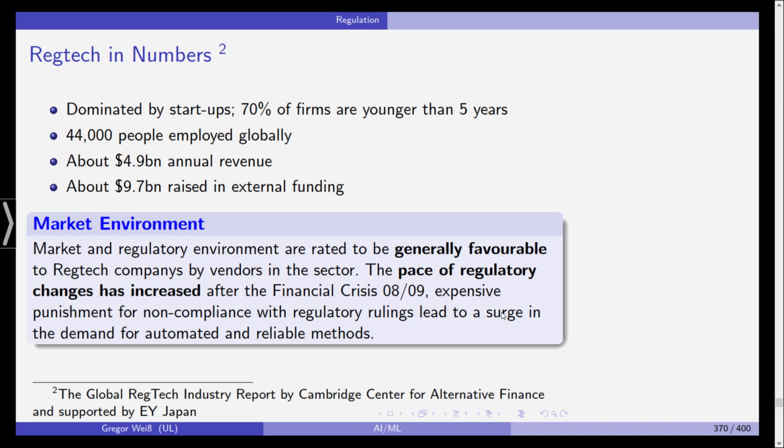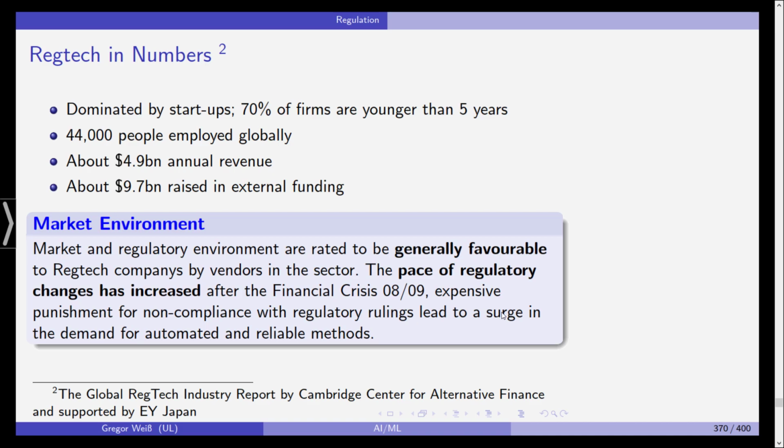Some numbers on Regtech. It's usually nowadays still dominated by startups. Almost 70% of firms are younger than 5 years, according to this global Regtech industry report by the Cambridge Centre for Alternative Finance and EY Japan.